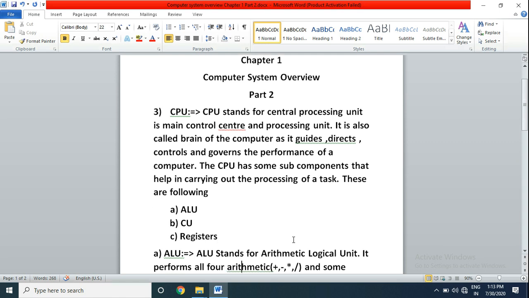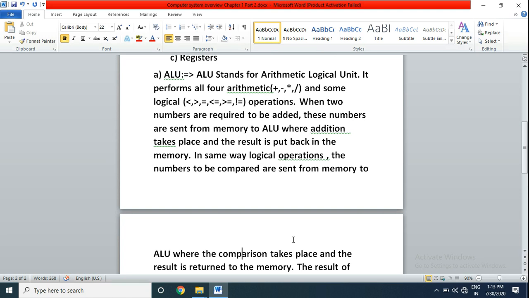So first we learn what is ALU. ALU stands for Arithmetic Logical Unit. As its name suggests, it performs all four arithmetic operations: plus, minus, multiplication and division, and also logical operations: less than, greater than, equal to, less than equal to, greater than equal to and not equal to. So whatever calculation we want to make or whatever condition we want to compare, all this task is done by the ALU in the CPU.